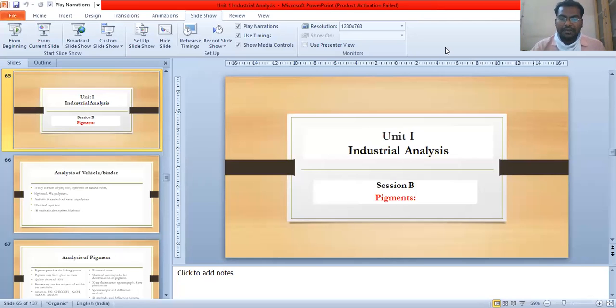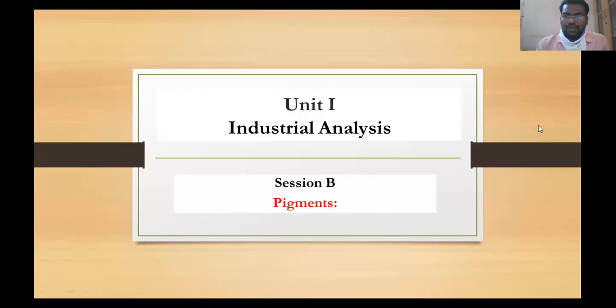So welcome you all again in our first unit, that is unit number 1, industrial analysis. In the industrial analysis, there are totally 4 subparts. In section 1, we already covered the point. Section 1, that is spent, is already completed.